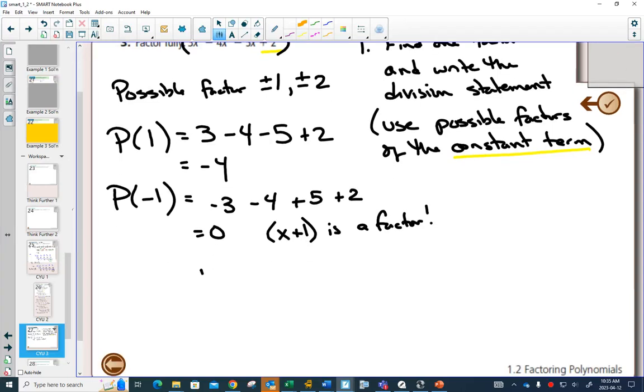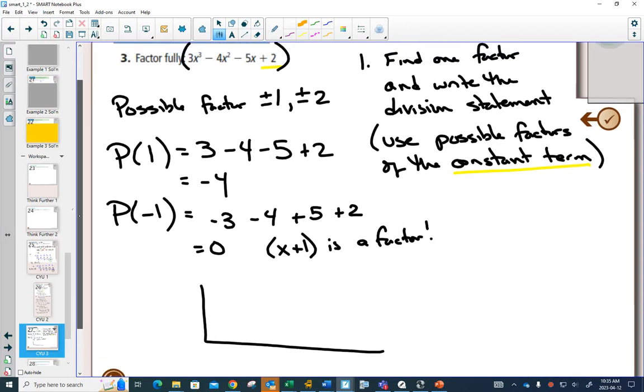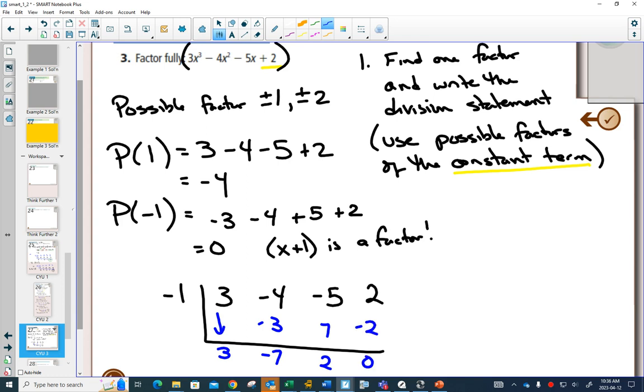Now when we go to our synthetic division here, our original question was x cubed, 3 of them, minus 4, minus 5. Nothing is missing, so no zeros need to be added, and it was already in the right order. And if we're dividing by x plus 1, there would be a minus 1 out in front. Bring down the 3. Negative 1 times 3 is negative 3. Add them together. Negative 1 times negative 7, positive 7. Add them together. Negative 2. And this is what we were hoping, the remainder of 0.